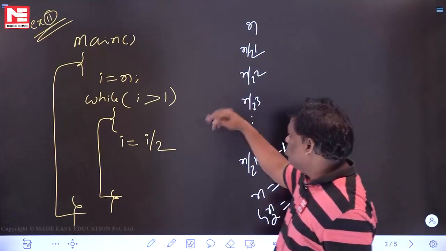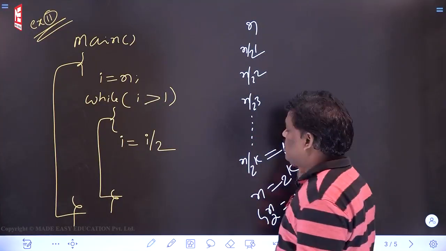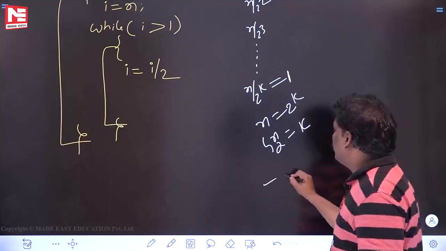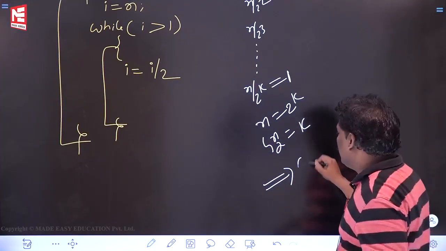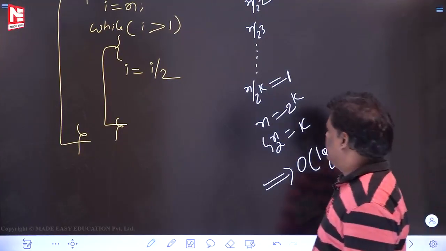Finally, what is the answer? This loop is repeated how many times? K times. What is the k value? Log n base 2, or perhaps log n base 2 plus 1. So the answer of this problem: how many times is it repeated? K times. What is the k value? Log n base 2. The answer is big O of log n base 2. That is the answer. Right?